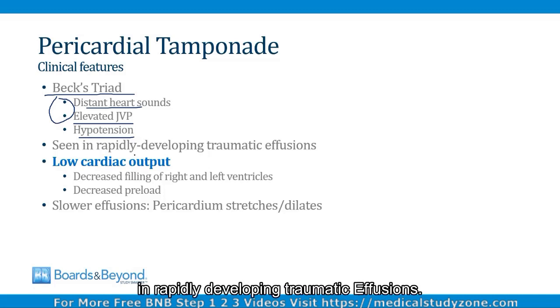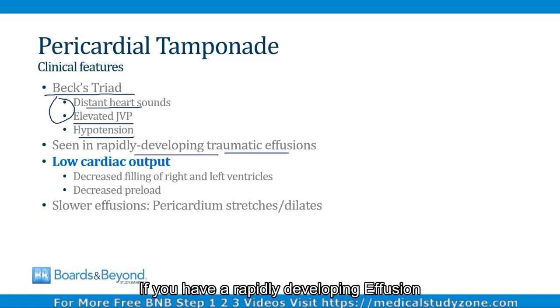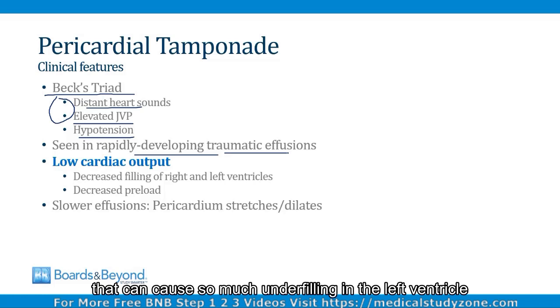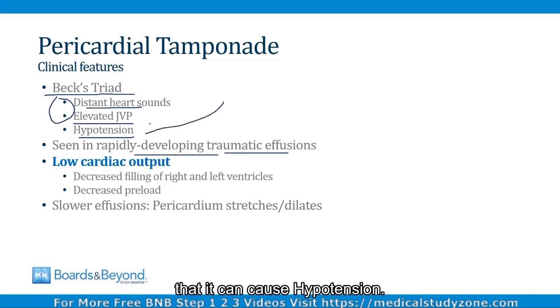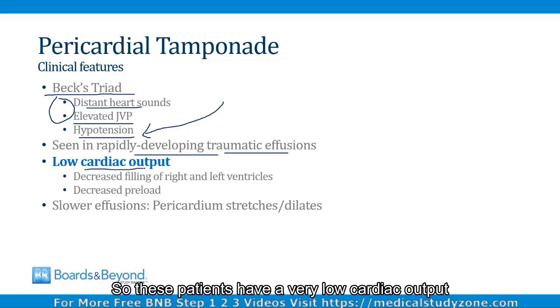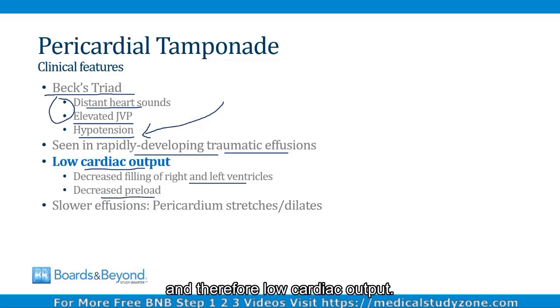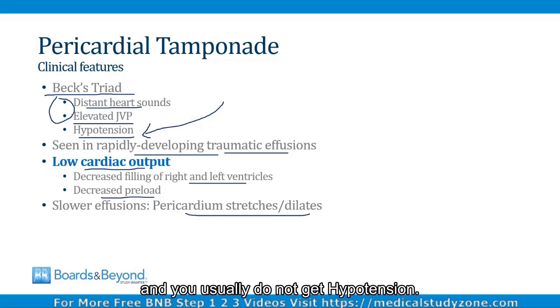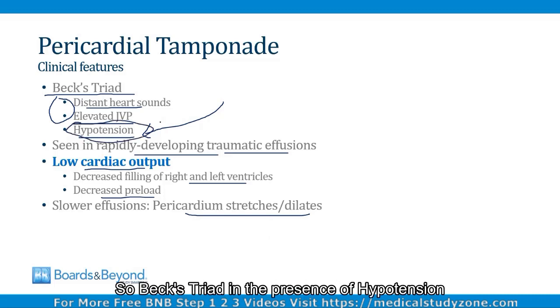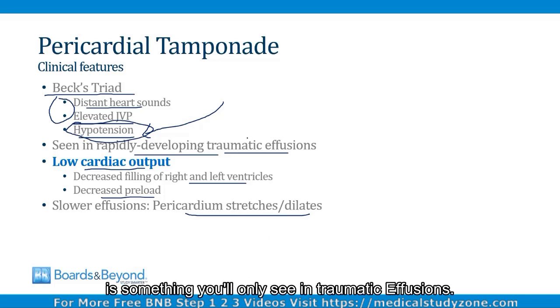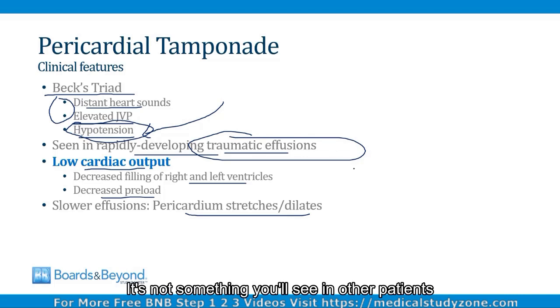And this is seen only in rapidly developing traumatic effusions. If you have a rapidly developing effusion, like from bleeding after trauma, that can cause so much underfilling in the left ventricle that it can cause hypotension. So these patients have a very low cardiac output because the right and left ventricles aren't filling. There's low preload on the left ventricle and therefore low cardiac output. In slower effusions, like those that accumulate in cancer patients, the pericardium stretches and dilates, and you usually do not get hypotension. So Beck's triad in the presence of hypotension is something you will only see in traumatic effusions. It's not something you'll see in other patients with slowly accumulating effusions.